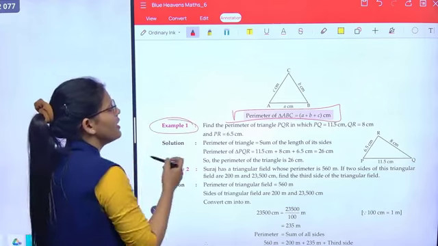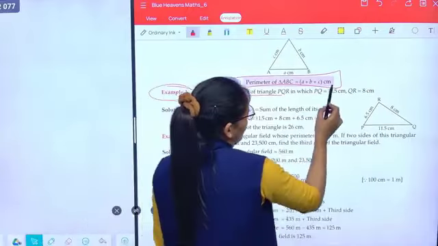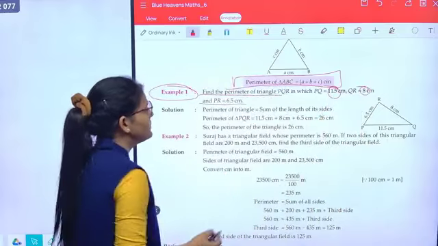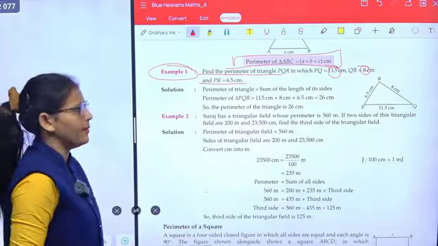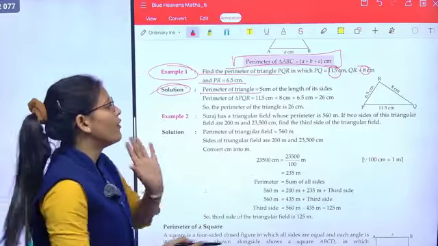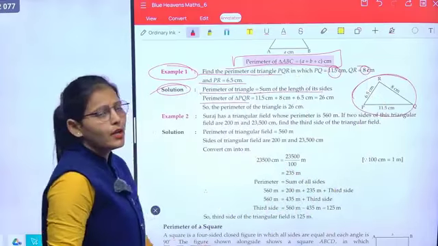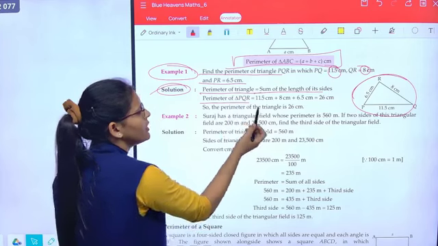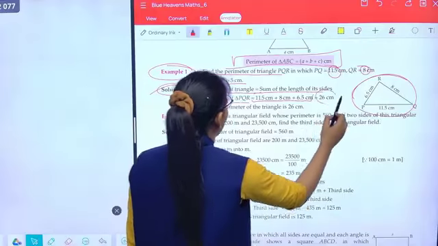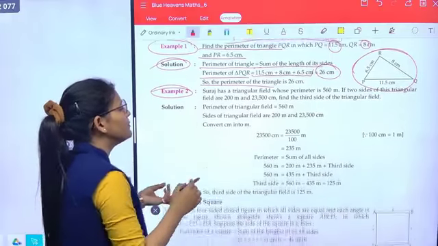Come on, example number 1. Find the perimeter of triangle PQR in which PQ is 11.5 centimeter, QR is 8 centimeter, and PR is 6.5 centimeter. Now class, solution: perimeter of a triangle is the sum of the lengths of its sides. So for triangle PQR, we will add the three sides, that is 26 centimeter. So the perimeter of the triangle is 26 centimeter. Easy.